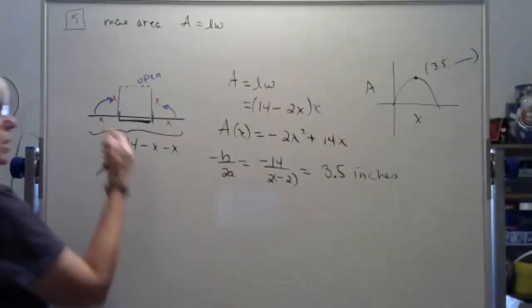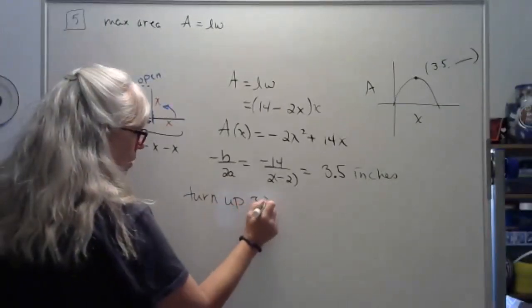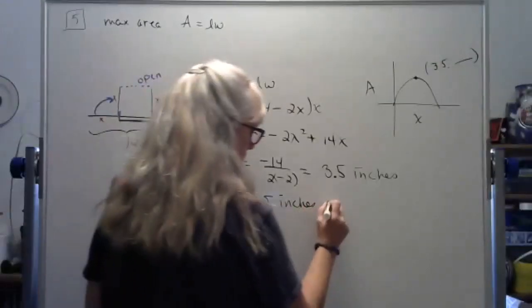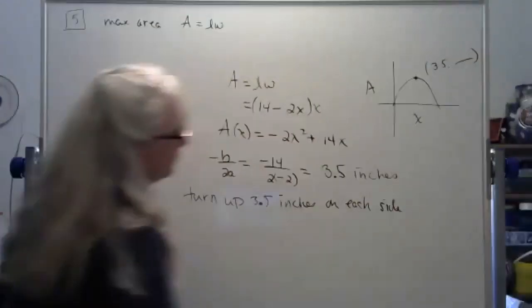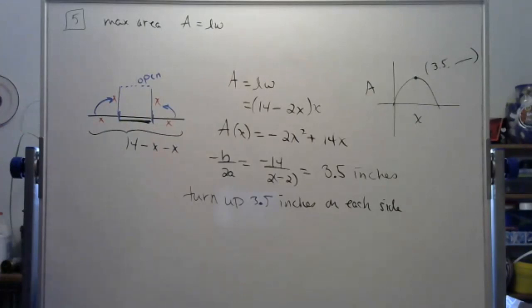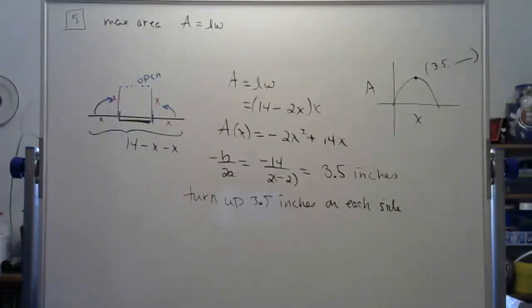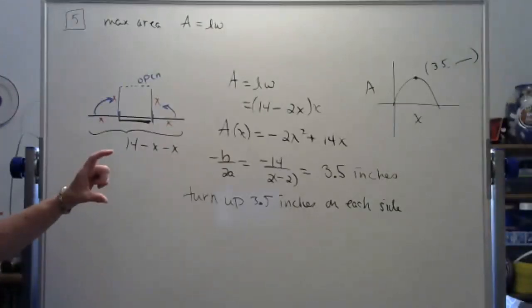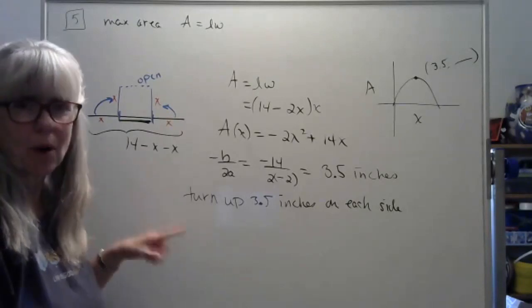So what we're going to do when we go to make our gutter is we're going to turn up 3.5 inches on each side. And that answers the question. So again, the question is asking what depth will provide the maximum area? 3.5 inches deep. So that's how big, which is not very deep. It's about like that. It's about what a gutter is. So, okay, and that's the rain gutter problem. It's the farmer and the fencing problem in disguise.